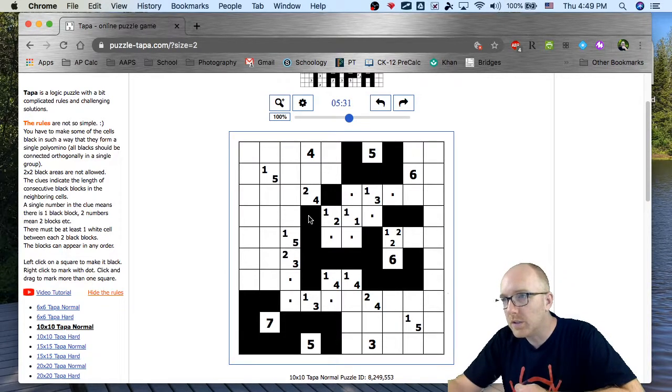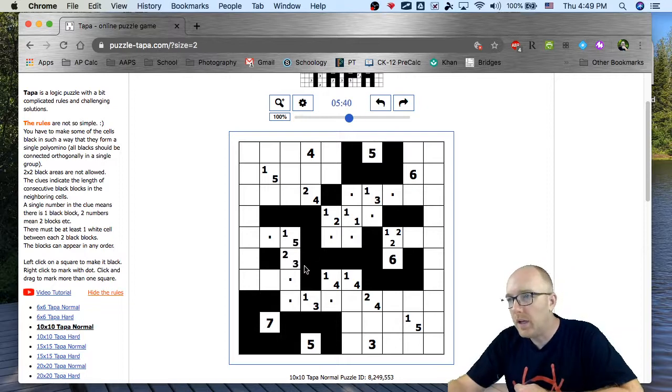5. 1, 2, 3, 4, 5. You have to have at least 1 blank, and then a 1. 3, 1, 2, 3, and 2, 1, 2. Okay, and it's connected, so that's nice. These ones can't be pools, so I put dots there. These are going just fine, thank you.